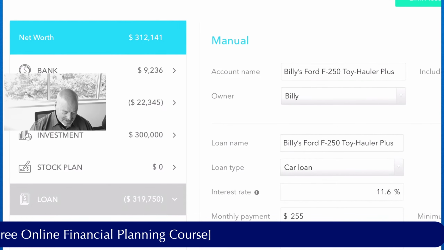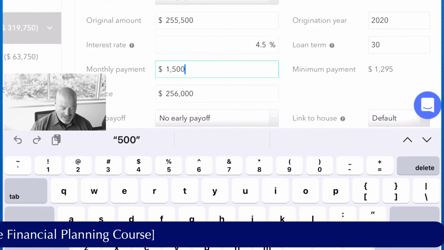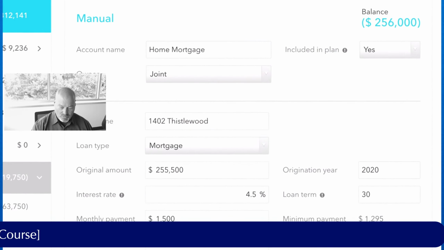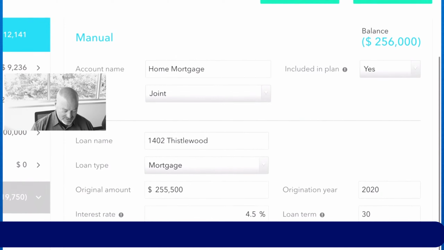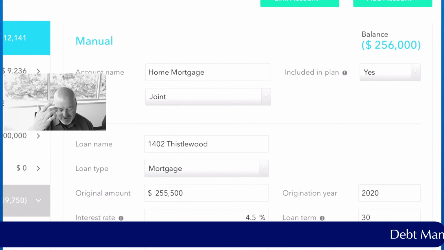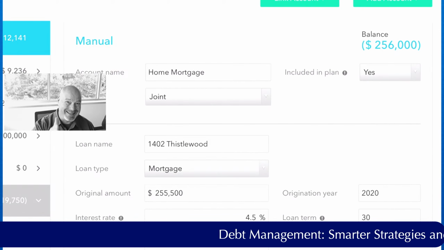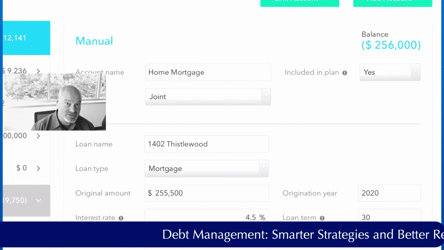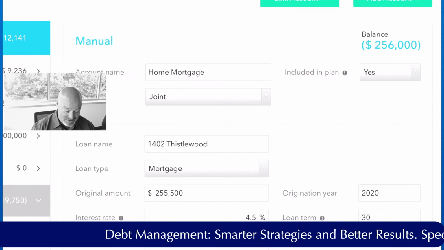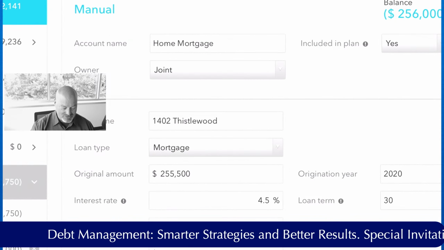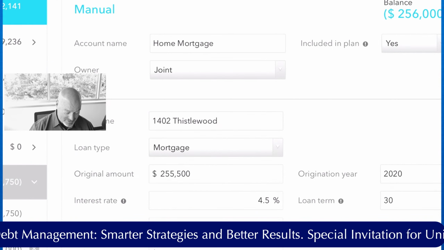So Billy's doing that. But here's his mortgage, and his mortgage is one of the more reasonable things that he has. A pretty low interest rate, 4.5%, which really isn't low these days. But compared to my first house, which was 11.5% interest on my mortgage in Austin. In fact, that 1402 Thistlewood, that's an Austin address.